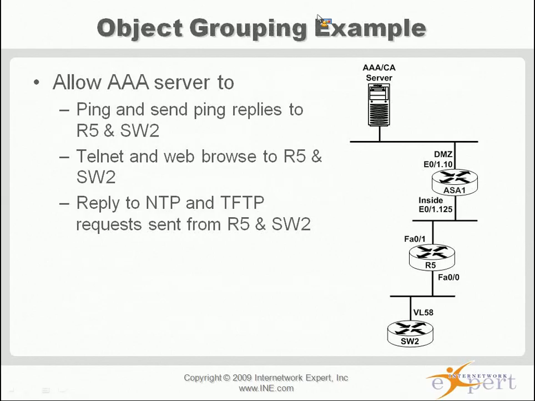So we're going to start off, we're going to create some object groups and object items. So in this case, we're pinging and sending ping replies, router 5 and switch 2, telnet and web browse, router 5, switch 2, and then also replies. Go ahead and pull up our window here.